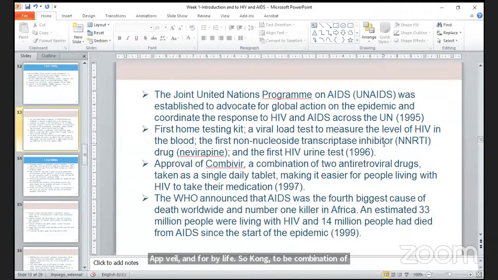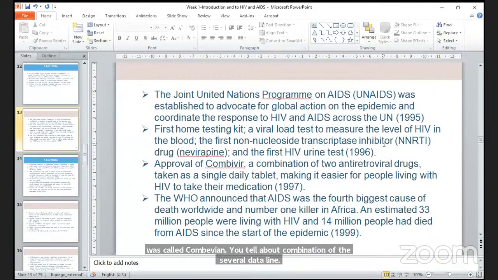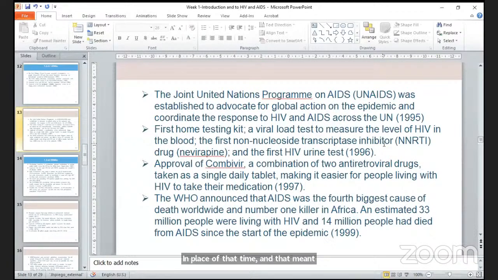So here, the first single dose, a single tablet. Before then, there were so many drugs that you were supposed to take. If somebody is sick, then you drink this concoction. So in 1997, they developed a simple tablet, a single daily dose tablet, called Combivir. It had a combination of the several drugs that were in place at that time. And now 1999 is a question of statistics, showing how many people were already infected that year.